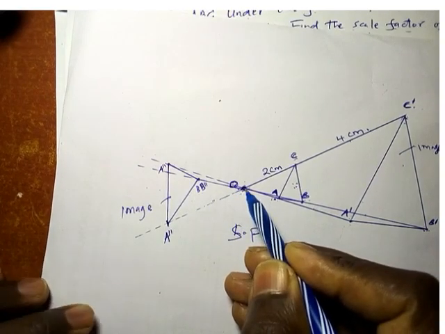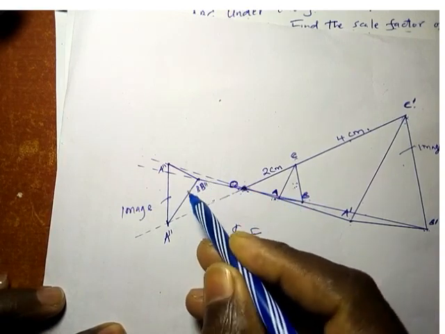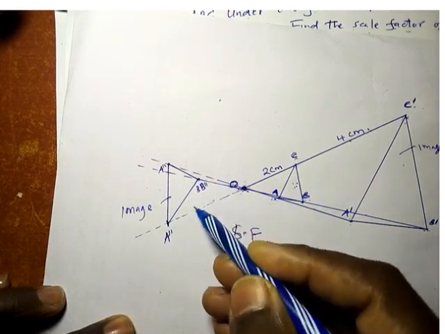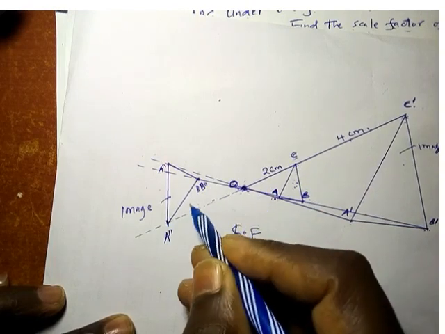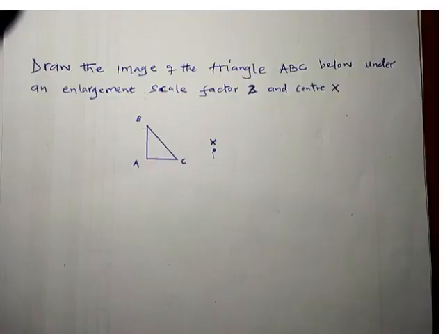One thing you should realize is that the image is inverted. It is upside down. That's the first thing. Therefore, the scale factor is going to be negative.